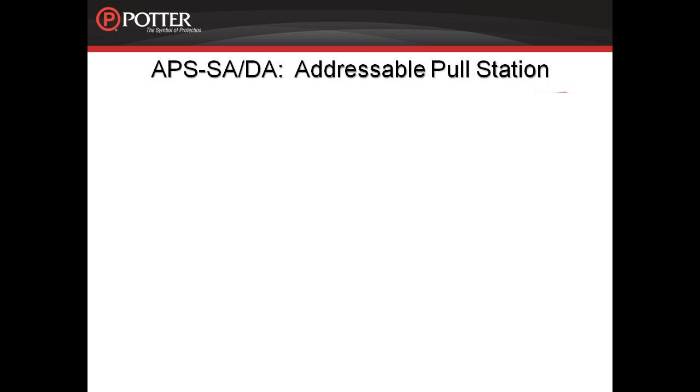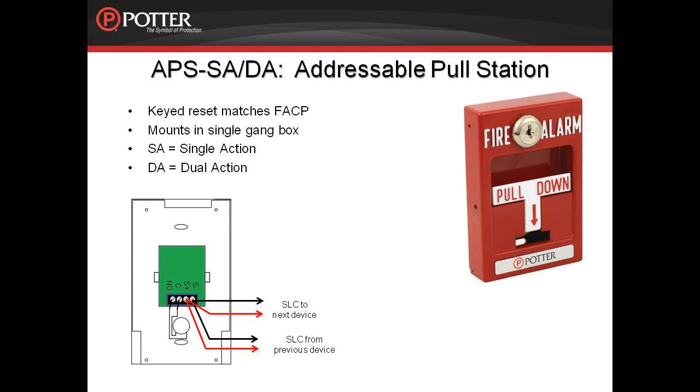We're going to start with the APS or addressable pull station. The APS series addressable pull station has terminals that allow the signaling line circuit to be wired directly to the device and then exit to the next device in the loop. This device does take one address. It can be ordered as either a single action or dual action device. To reset the pull station, use the Potter WS93 key, which is the same key as used in the fire alarm control panel. This device mounts in a single gang back box. When wiring, the SLC goes in and out on the same pair of terminals.